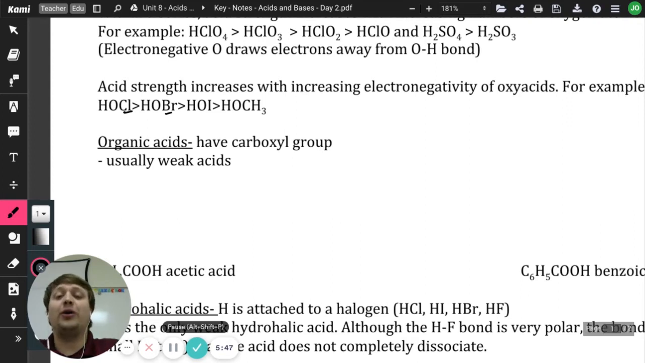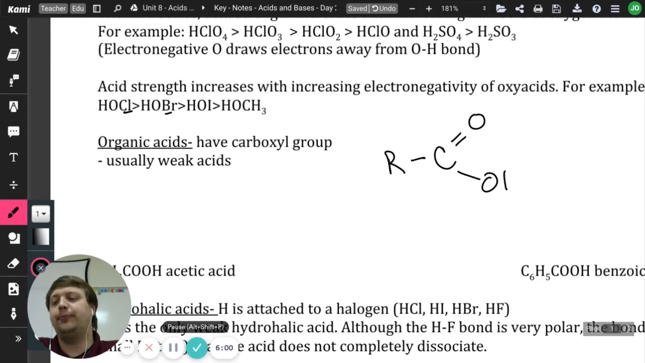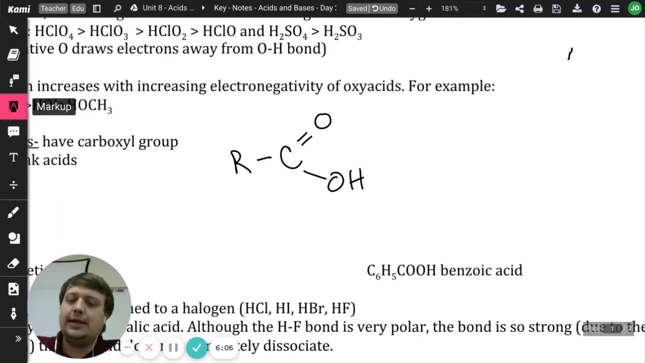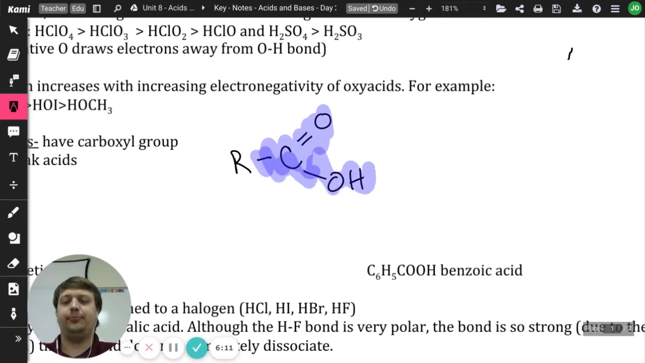Now, what makes them organic is that they are going to have what we call a carboxyl group. And so a carboxyl group would be, okay, I've got the rest of it, right? And then that's going to be attached to a carboxyl group, which is going to look like this. So this right here is my carboxyl group, all right?